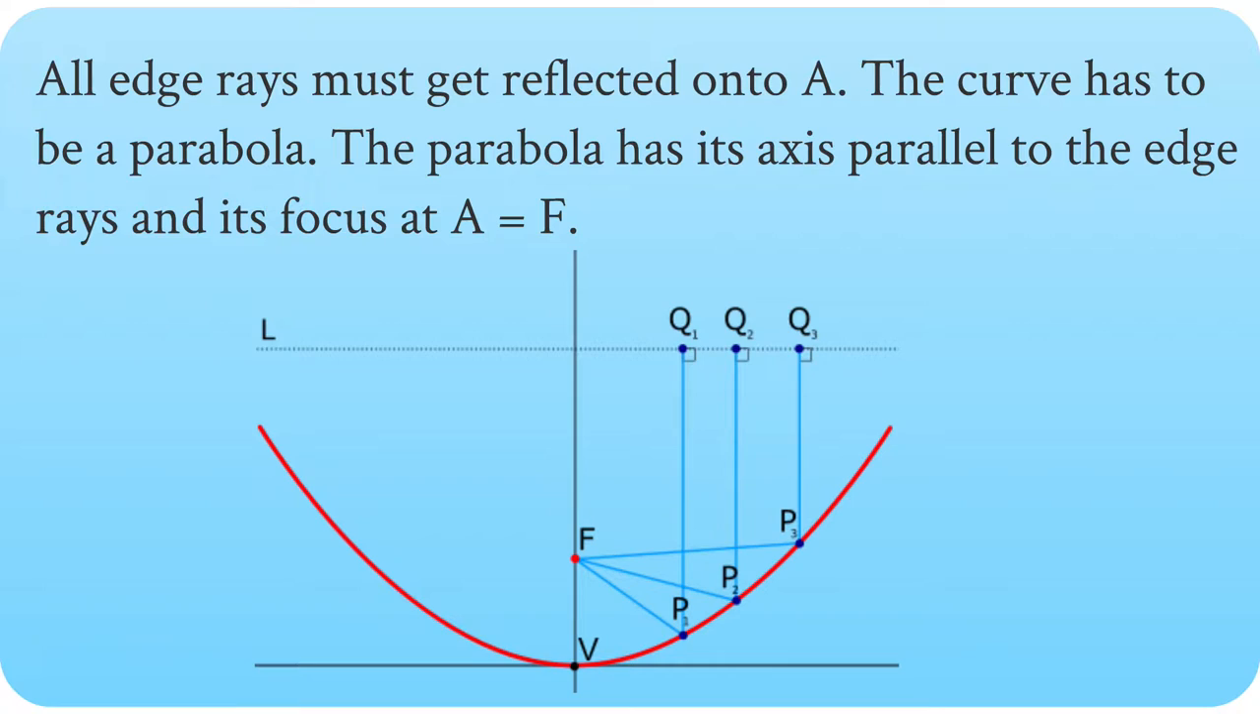Now, the definition of a parabola is that, by the way, that's the axis of the parabola, all the rays that are parallel to the axis of the parabola end up at its focus. That's the definition of a parabola. I assume you guys have done it in your high school geometry or some class like that.